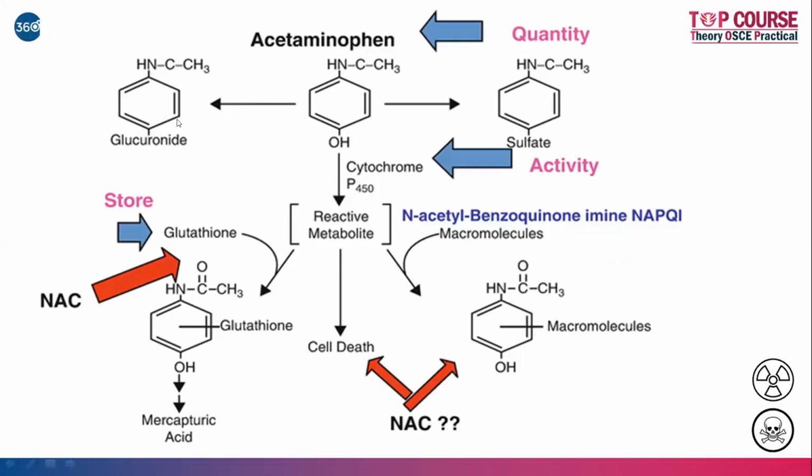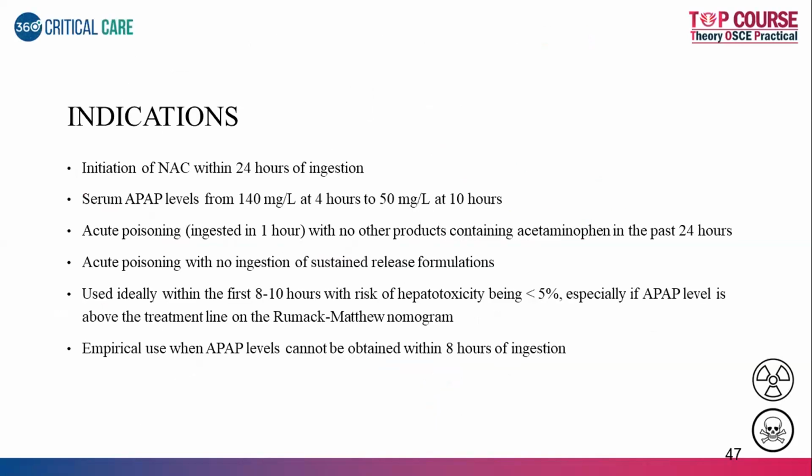So this is the mechanism, as I told. The steps are the normal: glucuronidation and sulfation will act, and your P450 enzyme. Excessive amounts will go to this P450 enzyme, which may lead to the production of your NAPQI. So what does NAC do? It increases the glutathione stores in the body and converts this NAPQI into non-toxic products, and these non-toxic products are excreted into the urine. Okay, so this is the mechanism of action.